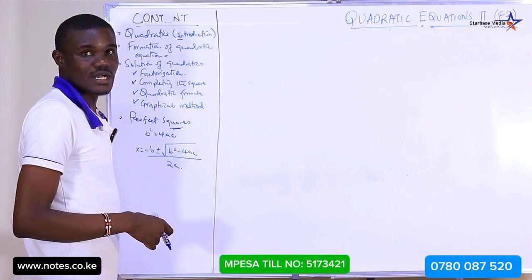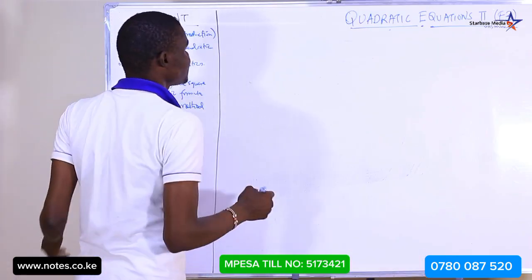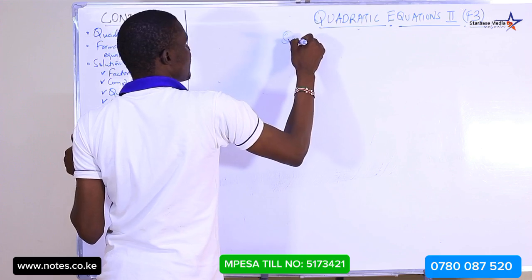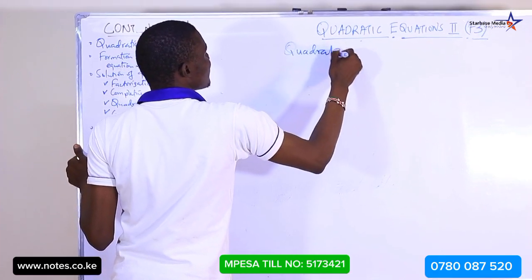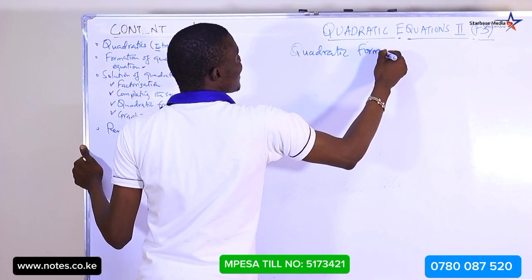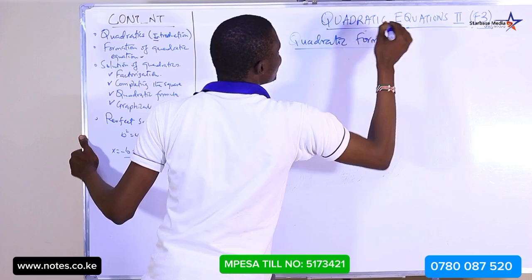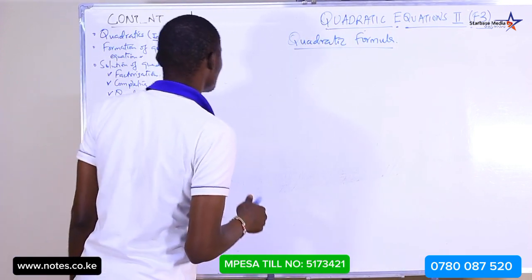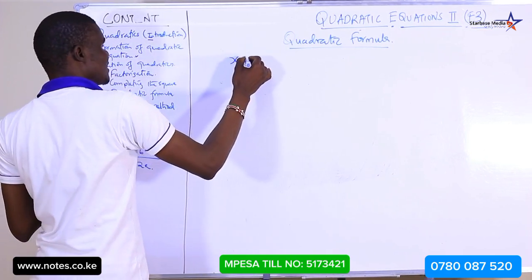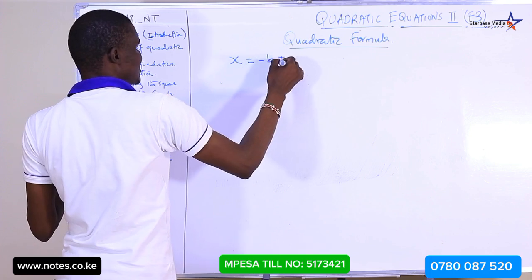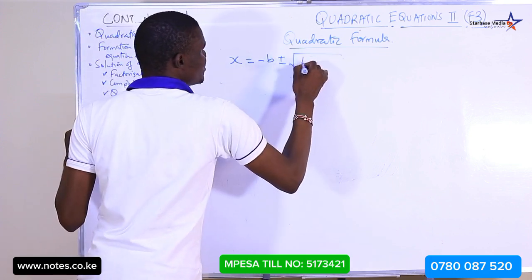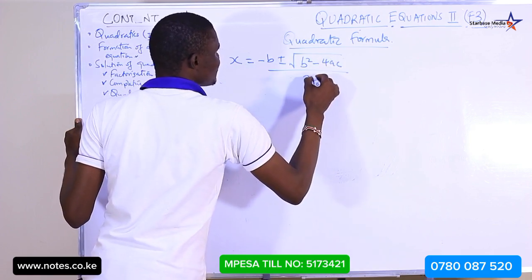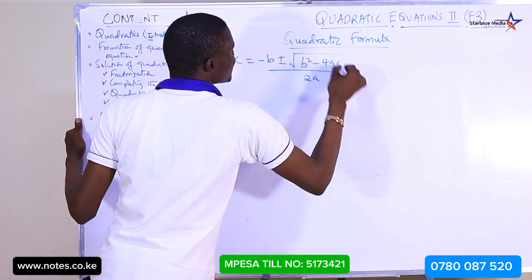The other method that you can use to solve a quadratic equation is called the quadratic formula. And this is also the simplest method because you don't even have to cram it. It is in the log table. It states that for you to get x, it is the negative of b plus or minus the square root of b squared minus 4ac, all over 2a. This one you don't even need to cram. It is in the log table.